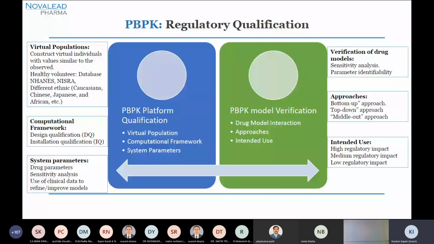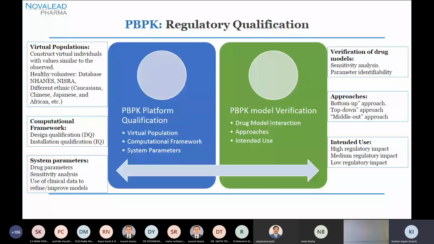So when we are talking about platform qualification, it comes in terms of virtual. If you are using a population model, what kind of populations are you using? Is your model able to build up all the individual parameters, like lung volume, stomach volume, all the tissue volumes, the blood flows? Then when you are creating an individual, whether it's a healthy individual or a patient, it should be able to mimic the anatomical and physiological properties of that individual.